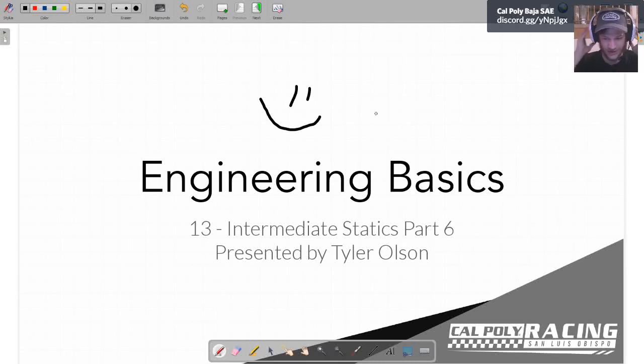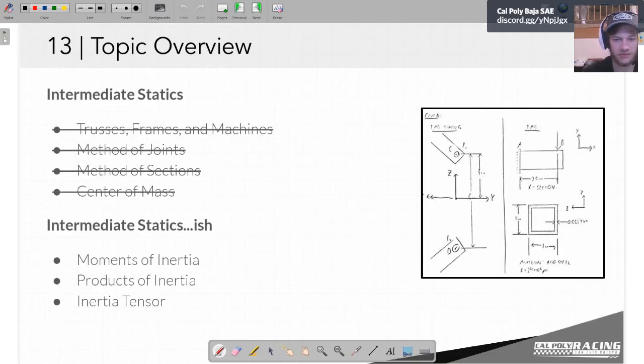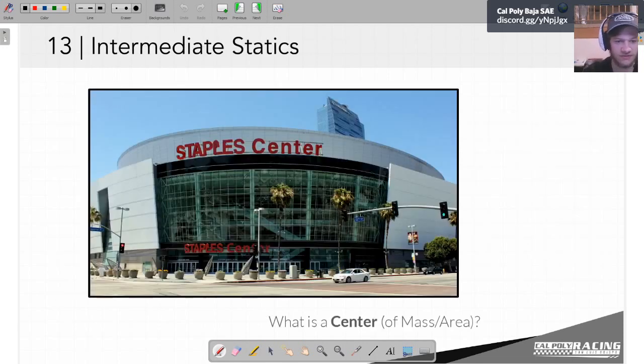All right, so engineering basics 13. We're basically just going to continue with what we did last time. So just be more moment of inertia stuff. So continuing with what we did last time, I still want to review the topics a little bit because I know they're kind of confusing.